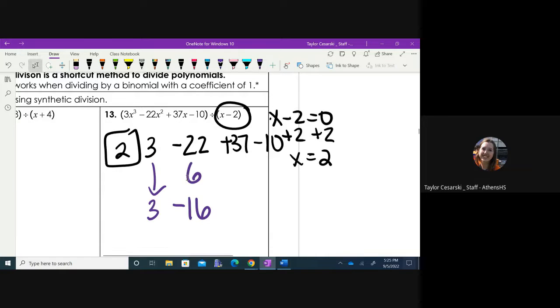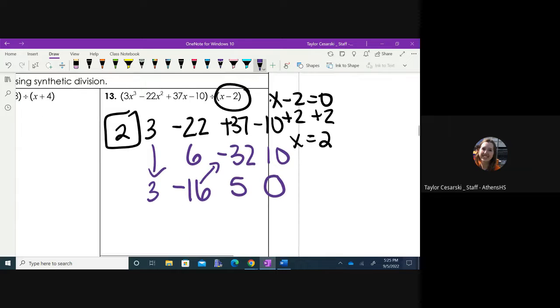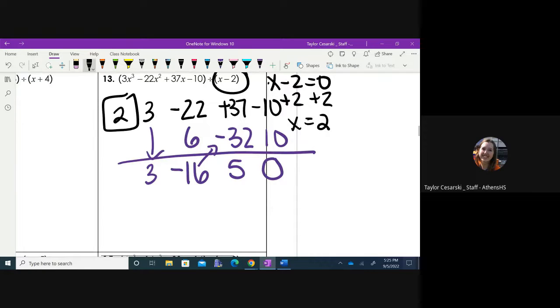Then same process, multiply by what's in your box. Negative 16 times 2 is negative 32, and that just goes up and over. Add down, 37 plus negative 32 is 5. Multiply, 5 times 2 is 10. And then when you add negative 10 plus 10, that's 0. So what do these numbers in the bottom mean? A lot of times I will draw a line right there to show that's going to be your answer. The last number is the remainder, so this time we have no remainder.